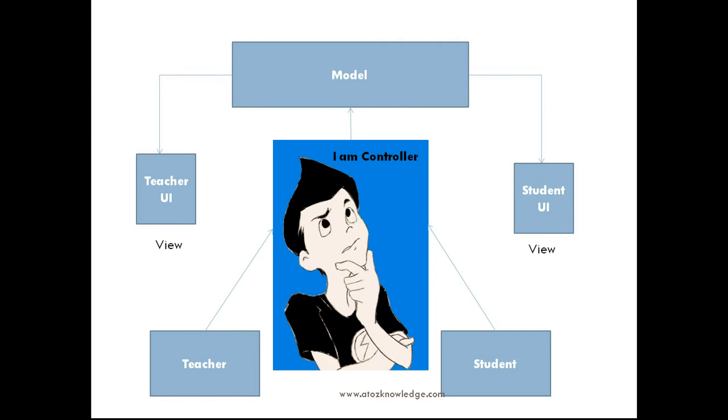Now the next one is student. After getting the request, the controller thinks, okay, this is a student. Based on the request, the controller executes the model that has the logic for the student to enroll their presence and view their marks only. The model executes that business logic and responds back to the view part.